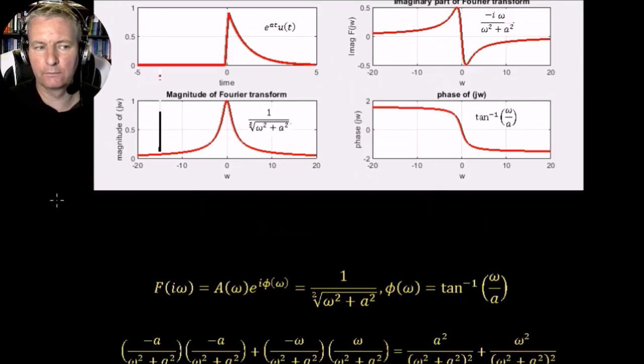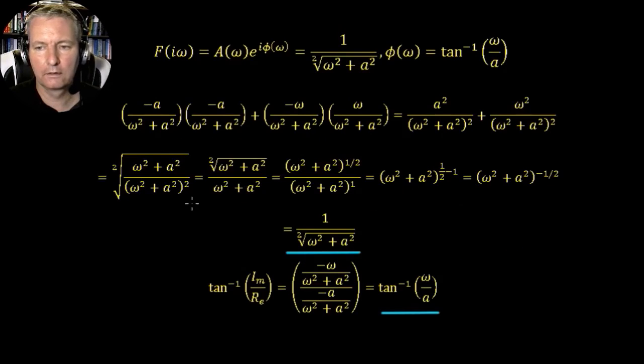So let's go ahead and we'll go back down there and we'll do that just now. So it's going to be minus a upon omega squared plus a squared, and it's going to be all squared. So I wrote it out in full detail here, okay? So it's that times that plus that times that, which is a squared upon omega squared plus a squared all squared, plus omega squared upon omega squared plus a squared all squared. So then we're going to take the square root of all of that. So we take the square root of that there, then we can take the square root of the top line and the bottom line, and we get this here.